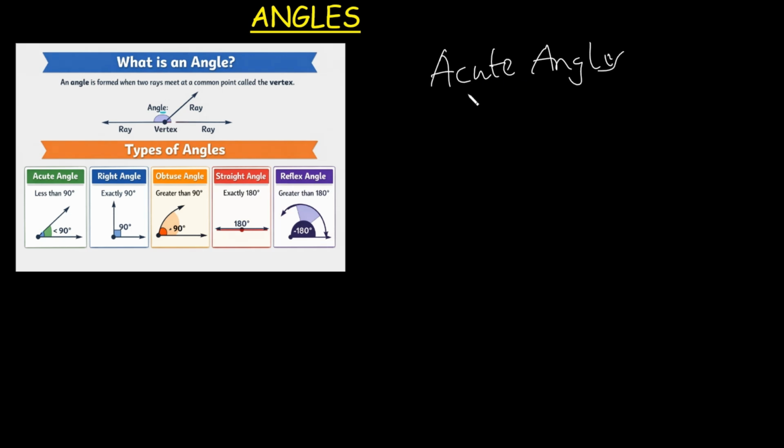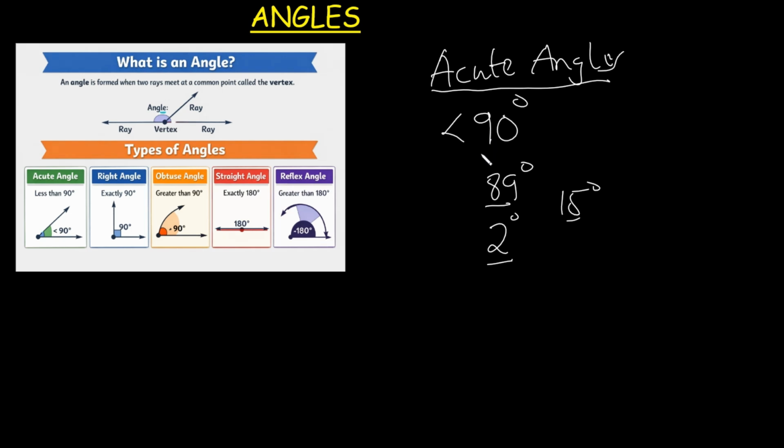So already we've talked about a straight angle. I said that a straight angle is exactly equal to 180 degrees, and also a right angle is exactly equal to 90 degrees. But an acute angle is any angle which is less than 90 degrees. So any angle which is less than 90 degrees is an acute angle. So we can have 89 degrees. You can also have 2 degrees. You can have 15 degrees. As you can see, all these angles are below or less than 90 degrees. Therefore, these angles are called acute angles.